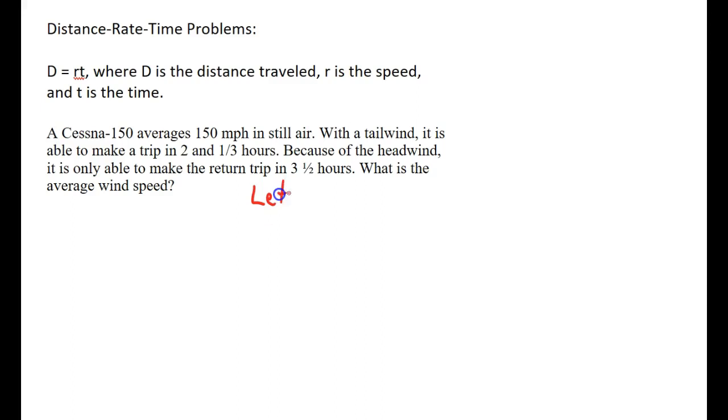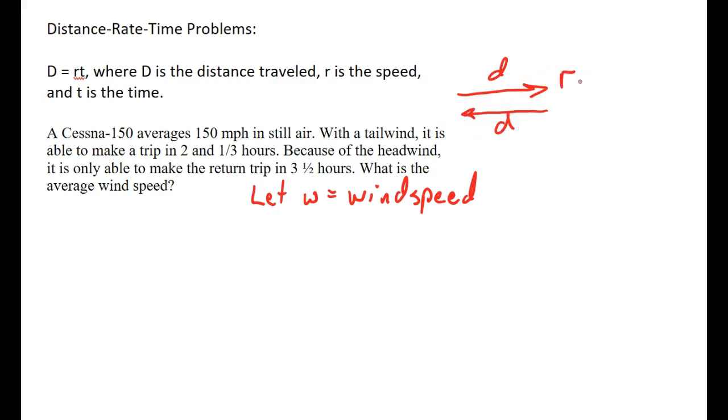So we're going to let W equal wind speed. Okay, now the distance going out is the same as the distance coming back. So the rate with the wind times time is going to equal the rate going against the wind times time, because it's the same distance, okay? And the rate of the Cessna is 150 miles per hour. And so here we go. Let's set it up.